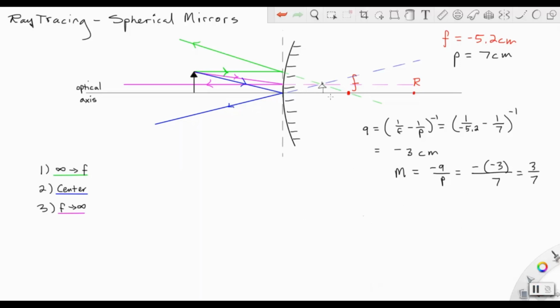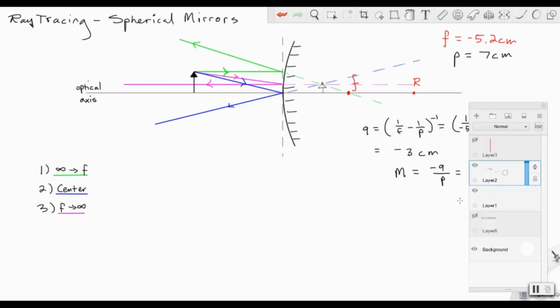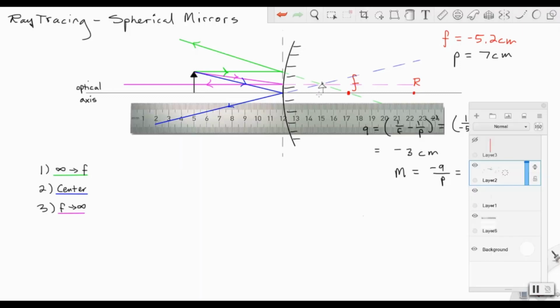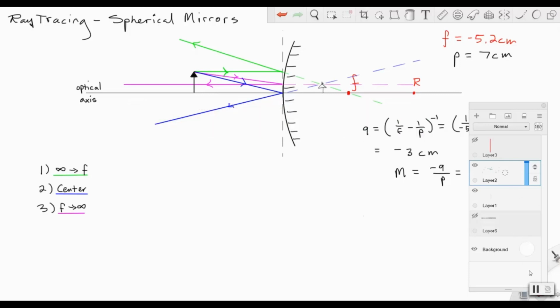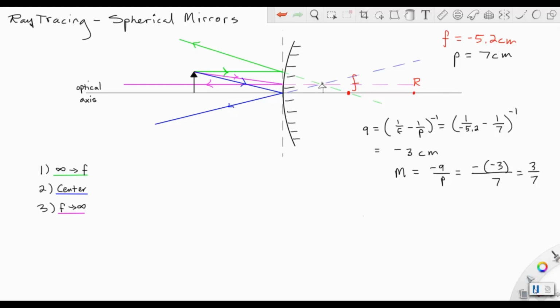But first, let's check how precise we were. We said this is at -3 centimeters. So let's double check real quick with our ruler. Point the ruler down. How close are we? There it is, 12, 13, 14, 15. Pretty close. Not bad. Okay, now let's move on to our other example.